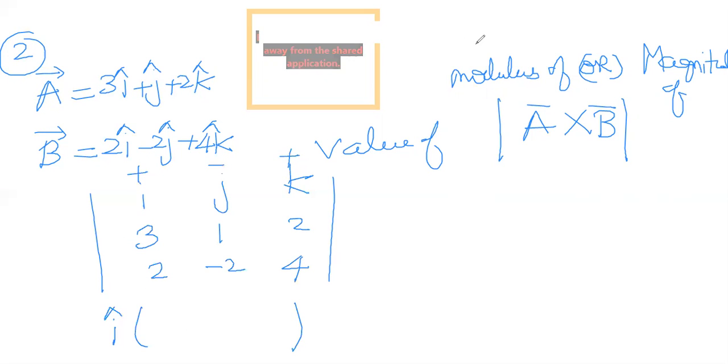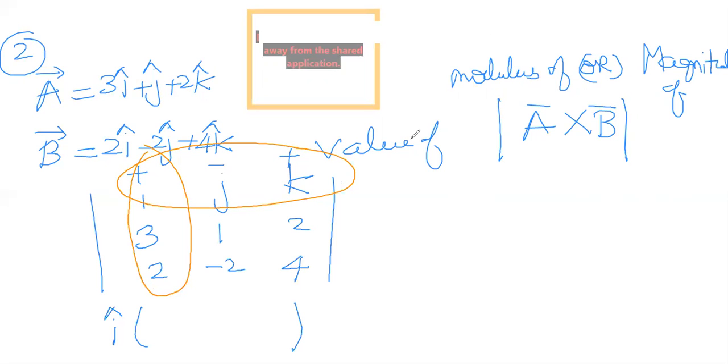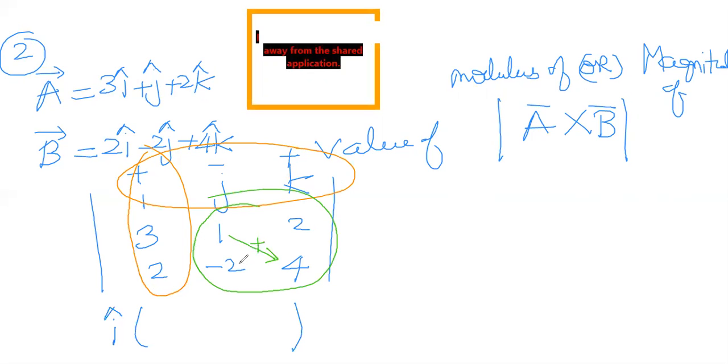How do you do that? You simply forget this and this. Then you are left with only these. You're only left with this small adjoint. So when 1 multiplies with 4, you have to put a plus. When you're multiplying up to down, there is a positive. When you're multiplying down to up, you have to put a negative. So you have to forget this row and this column.